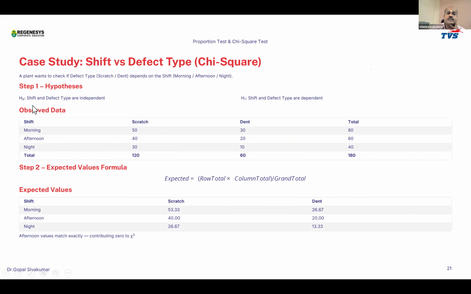Step one is you have to write the hypothesis. Shift and defect type are independent because here the data given is shift, morning shift, afternoon shift, night shift. And the type of defect, scratch 50 observed, dent 30 observed. And similarly, afternoon shift, scratch is 40, dent is 20. Night shift, scratch is 30 and dent is 20. So total number of scratches is 120, dent is 60, and the total number of parts is 180.